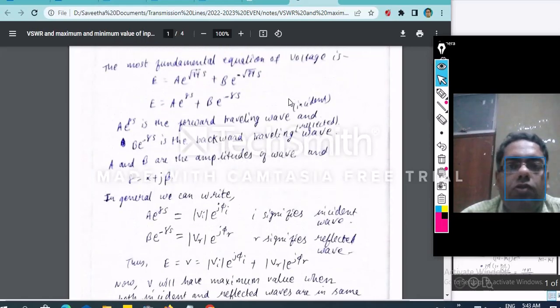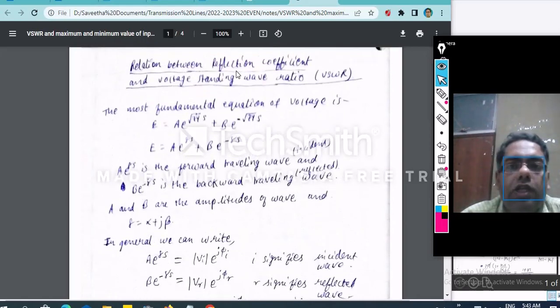So today I am going to start the relation between reflection coefficient and voltage standing wave ratio. Now we know that the most fundamental equation of voltage in terms of constants A, B we can write like this. E is the voltage here. If you want, you can write it as V also.